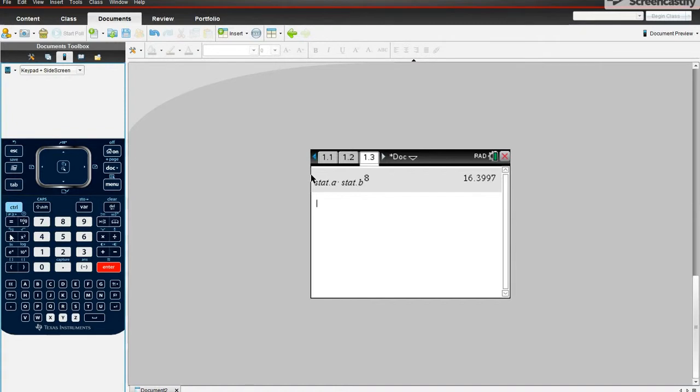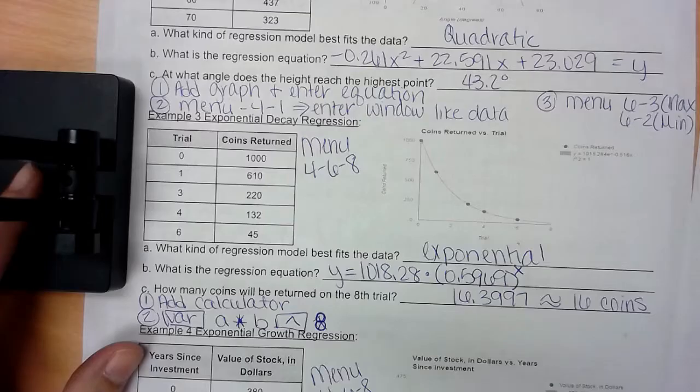So 16 coins, rounding off. Okay, that's all the time we have on that question.